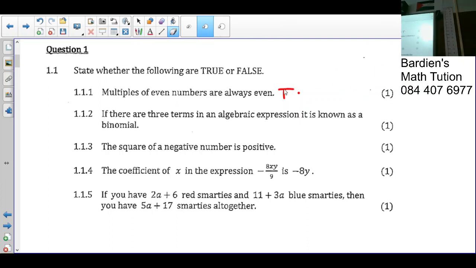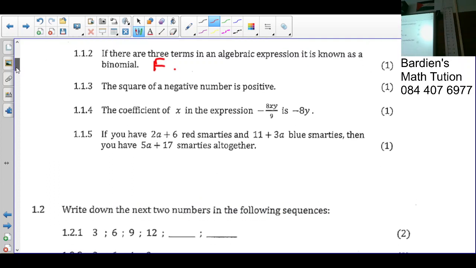The next question says 1.1.2. If there are 3 terms in an algebraic expression, it's called a binomial. False. 2 terms is called a what? 3 terms is called a trinomial. Binomial has 2 terms. Let's look at the next one.